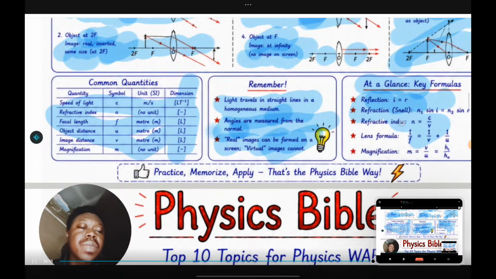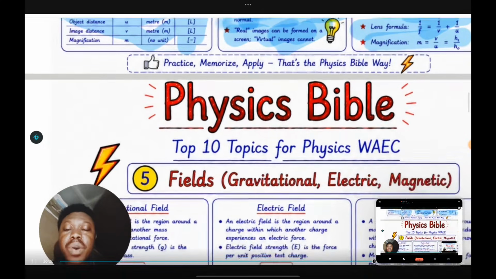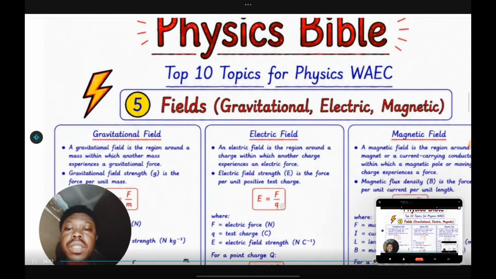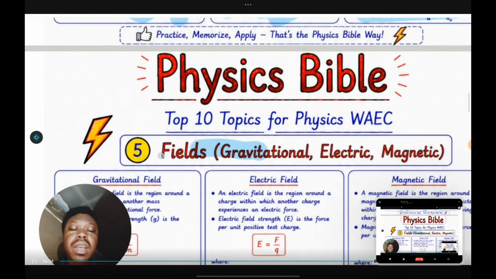I equals R, and Snell's law gives us N equals sine I over sine R. Please take note of all these formulas. Very important. For today, I will stop at number 5. Tomorrow we'll continue with the rest. Number 5, fields: gravitational, electric, and magnetic.